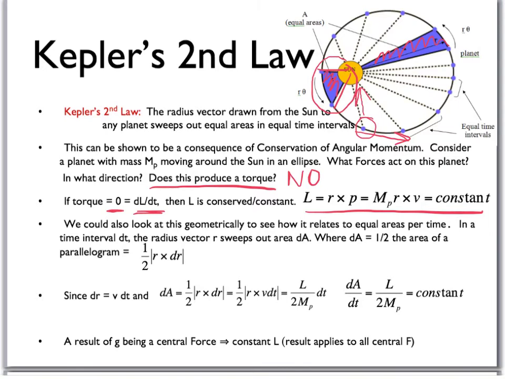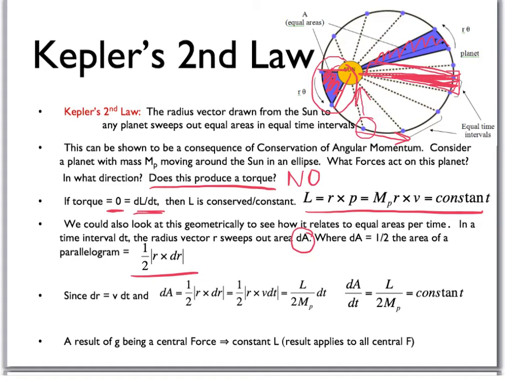Now we could also look at this geometrically to see how it relates to these equal areas per time. In any time interval dt, the radius vector r is going to sweep out this little bit of area. We could call that dA. And that dA, that little bit of area that it's going to sweep out in here, we can see that would sort of be like a slice of a parallelogram. If we were to create one whole parallelogram here, any little bit of time would sort of come through half of it, so that half of it would be swept out. So we could actually write that as 1/2 of r cross dr.